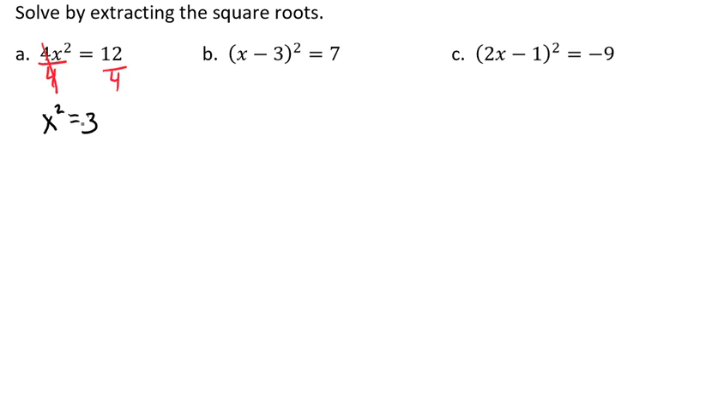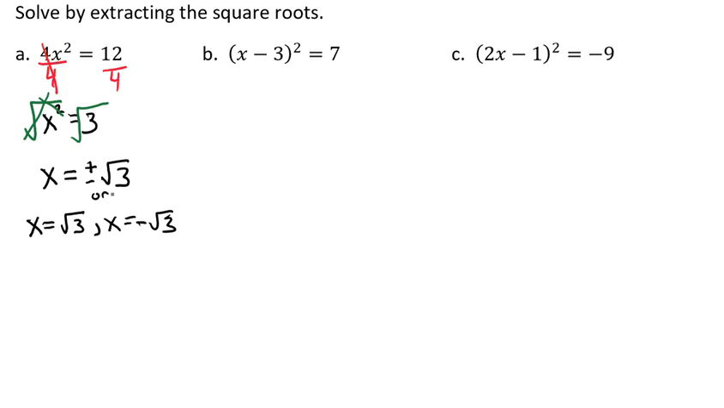Then to get rid of our square, we'll do the inverse of squaring, which is taking the square root. So our square root and our square cancel each other out. Now, when you take the square root of a variable expression, you must account for both the positive and the negative solutions. So here we will have plus or minus radical 3. You could write this as x equals the square root of 3 and x equals the negative square root of 3. You could write that either way, but that's the solution.